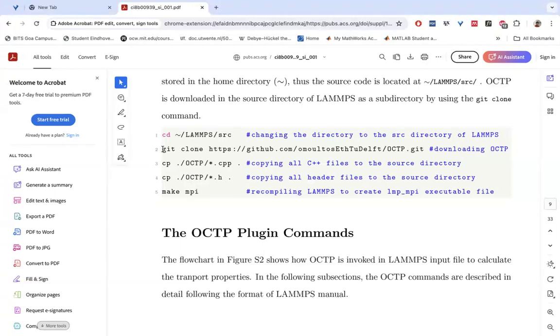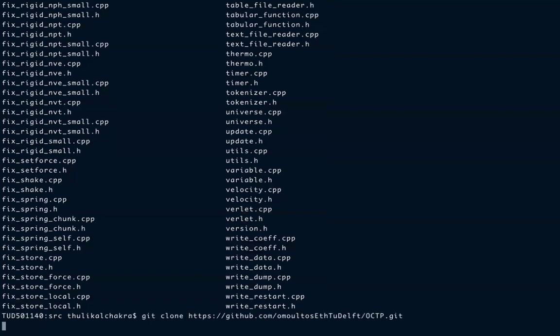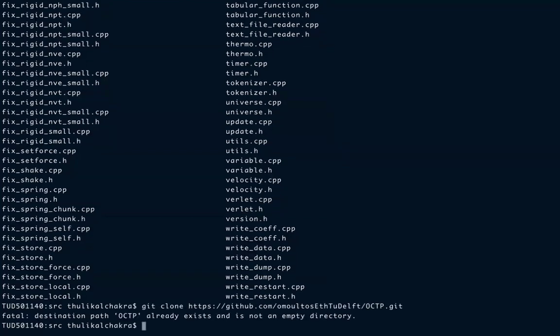The file next instructs us to pull this particular set of files from this GitHub repository maintained by Othonas Moultos from the engineering thermodynamics group. So let us run this command. Here, my computer warns me that I already have this file installed. So let me try to redo this for purposes of instruction.